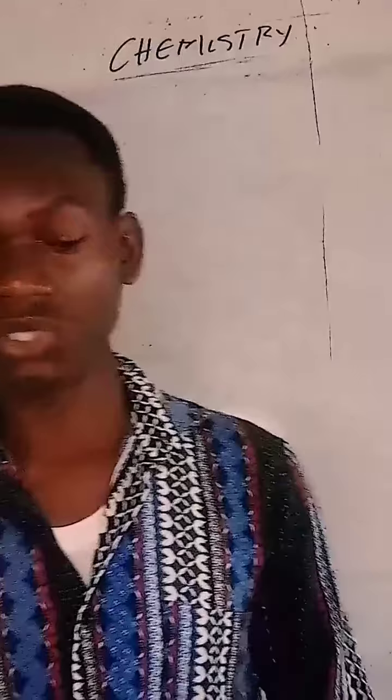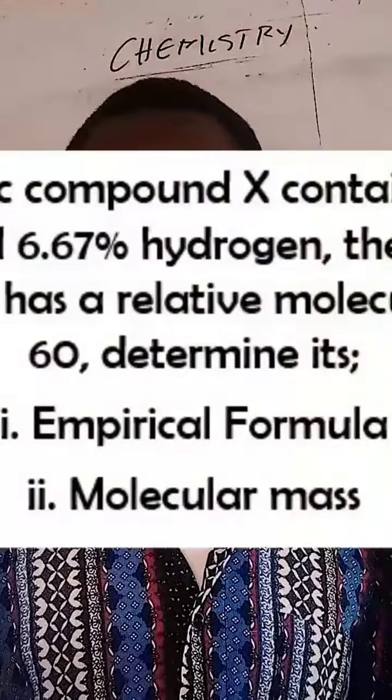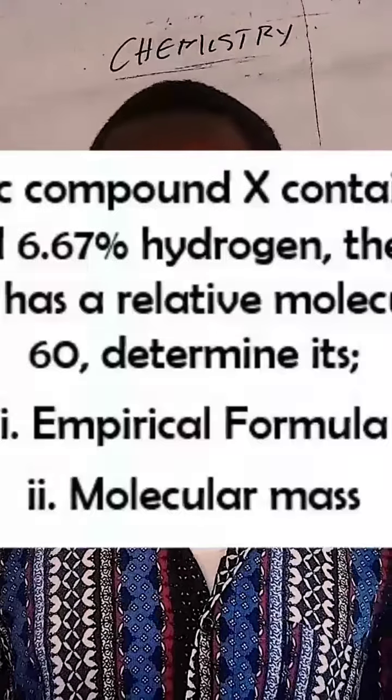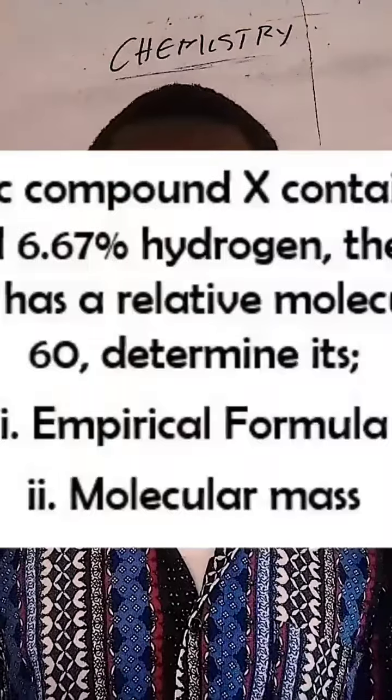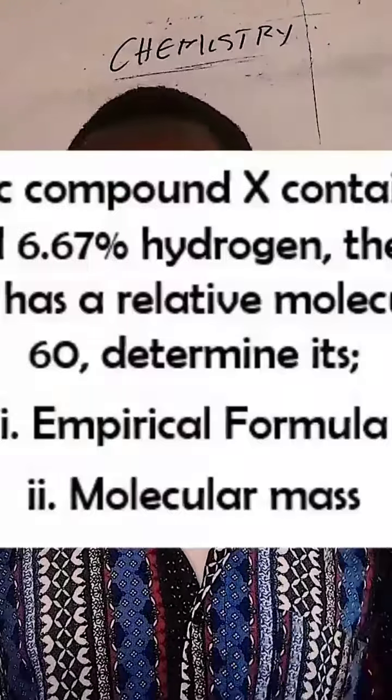Now let's consider this question. It says an organic compound X contains 40% of carbon, 6.67% of hydrogen, and the rest of the percentage being oxygen. If X has a relative molecular mass of 60, determine its empirical formula and molecular formula. We are given the mass numbers: hydrogen 1, carbon 12, and oxygen 16. Now let's simply do that.